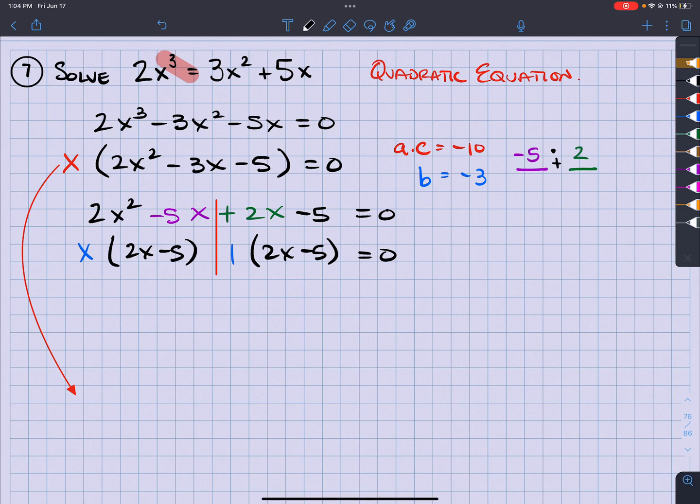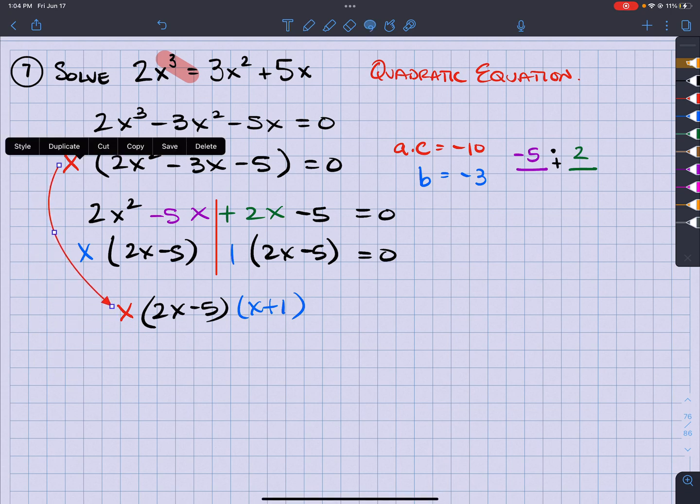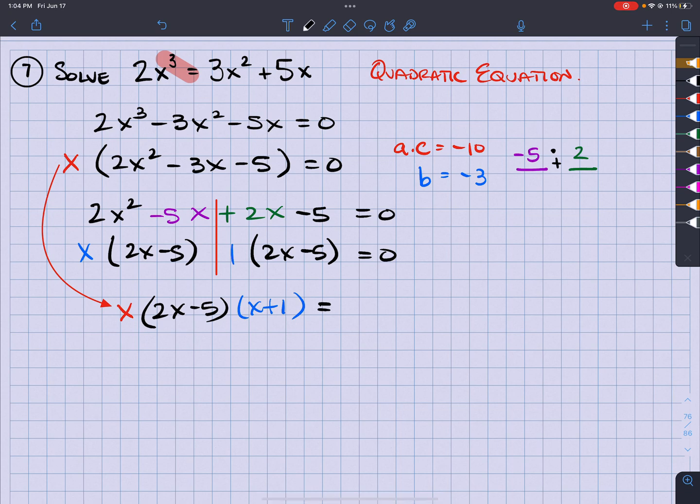Awesome. So what's in common? The 2x minus 5. What's left? The x plus 1. And I still have this x that I needed to bring down. So there it is. So now I got that done. I got that taken care of. Awesome. But this is still equal to 0.